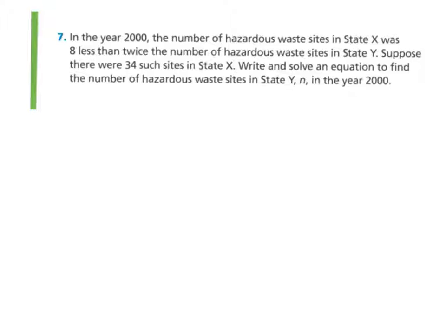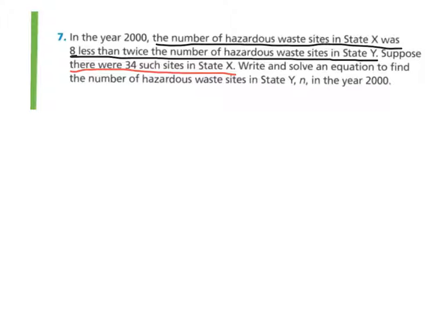Number 7, in the year 2000, the number of hazardous waste sites in state X was 8 less than twice the number of hazardous waste sites in state Y. And suppose there were 34 such sites in state X. We're going to write and solve an equation to find the number of hazardous waste sites in state Y, which is N, in the year 2000. I'm not sure why they didn't choose Y, but anyway, they're choosing N for the number of waste sites in state Y.